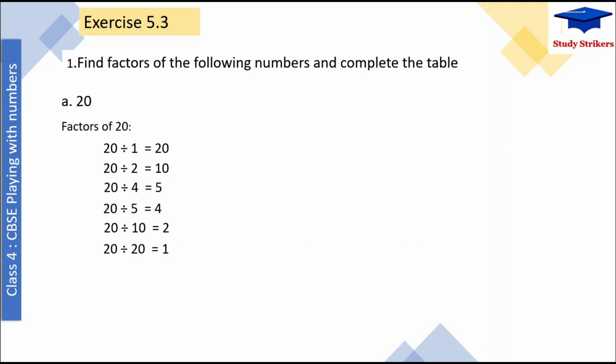20 divided by 20 equals 1. Hence the factors of 20 are 1, 2, 4, 5, 10 and 20. Okay, let's find out factors of 18 now.